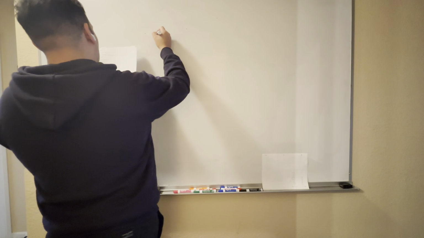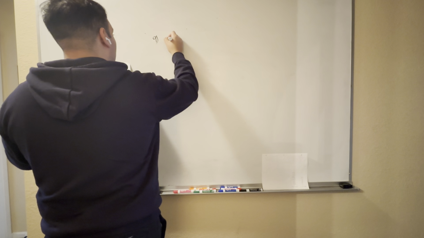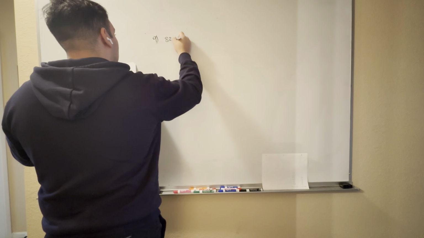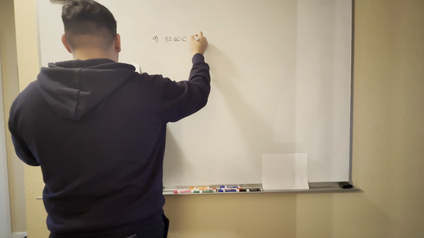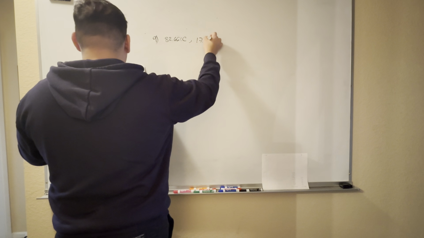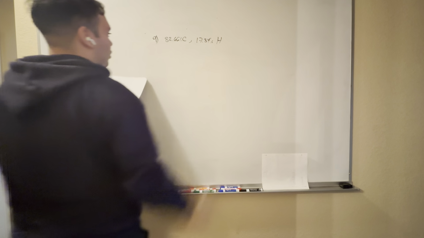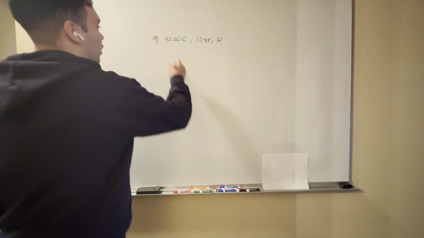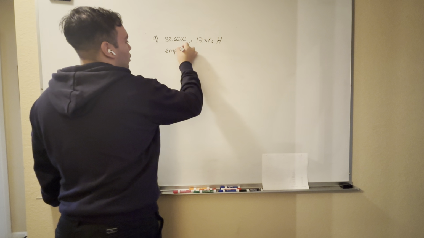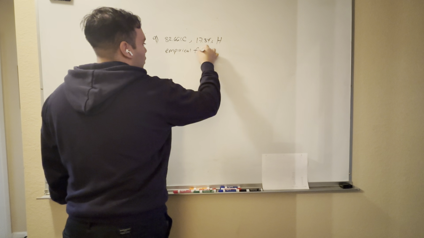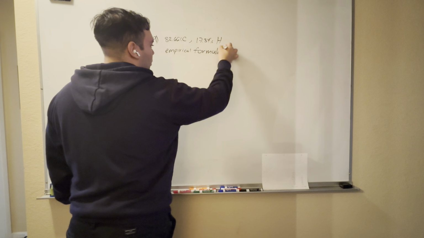Nomenclature problem, you will not necessarily get a number 8 problem, but something similar, and you'll definitely get something like number 9. So number 9. We still have 82.66% carbon and 17.34% hydrogen. And it's asking us to find the empirical formula.